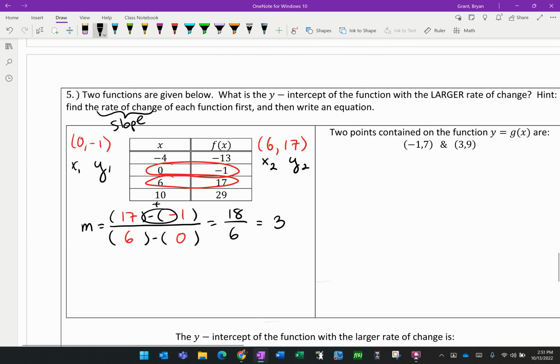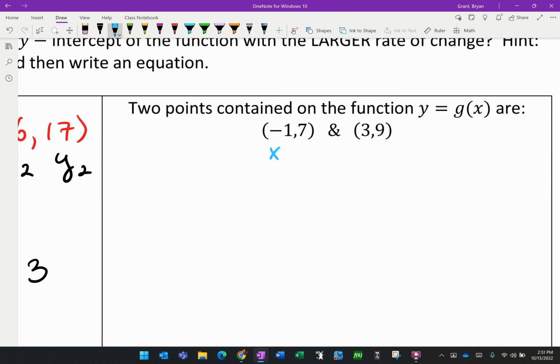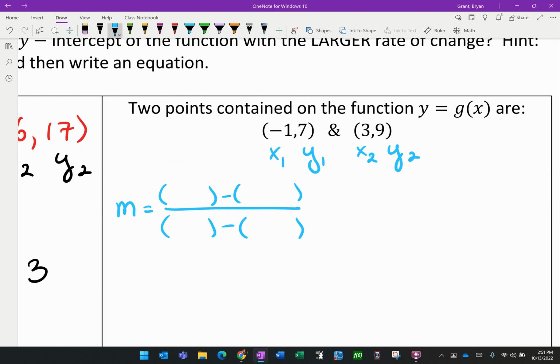So we have the slope for the first one, but we want the y-intercept of the function with the larger slope. I don't know what the slope of the other one is yet. So what are we going to do? Oh, of course, we're going to find the slope. So let's label these as well. We have our x, y, first x, first y, second x, second y, and slope time. Looking good so far. Excellent. So y sub 2, y sub 1, x sub 2, x sub 1.